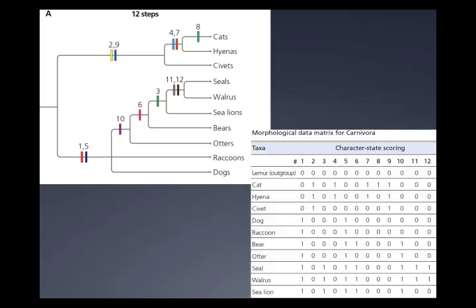Of course, phylogenies are not always this straightforward, and you'll see some interesting examples of exceptions to this in class. In the phylogeny above, you can see that seals and walruses are the only two taxa, for instance, that have a 1 for character states 11 and 12, to the exclusion of all other groups. And so they're probably placed together on that tree because they share this common ancestor who also possesses those derived traits.